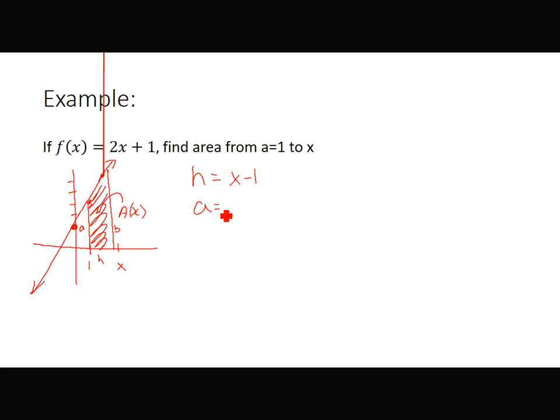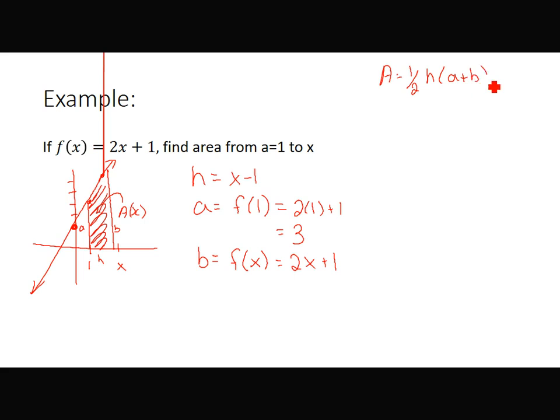What is a going to be? Well, that's just going to be f at 1, where I'm starting, which is 2 times 1 plus 1, which is 3. b is just going to be f at x, which is 2x plus 1. So we're going to use our trapezoid area, 1/2 h (a plus b), and plug in our values. Our 1/2 stays. Our h, we said, is x minus 1. My a value is 3, and my b value is 2x plus 1.